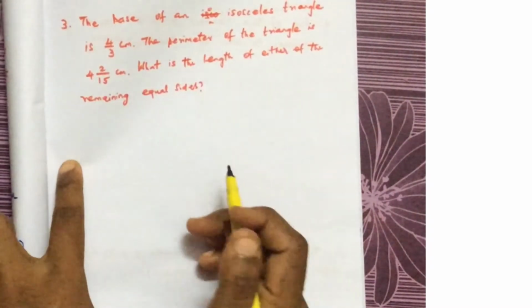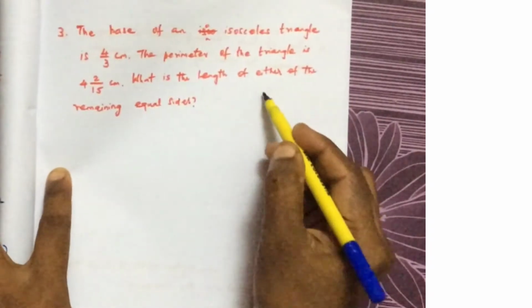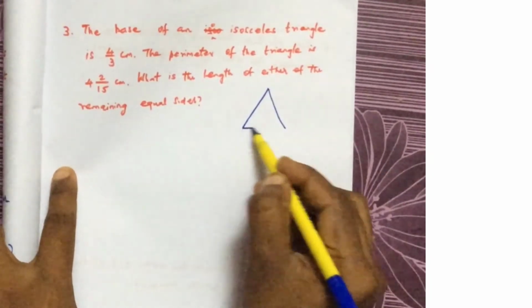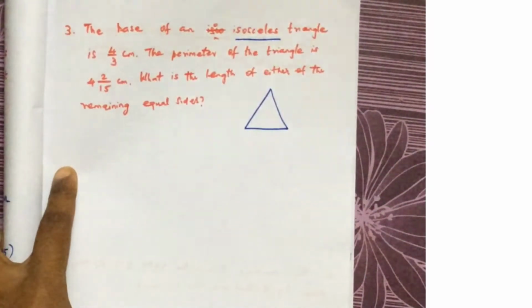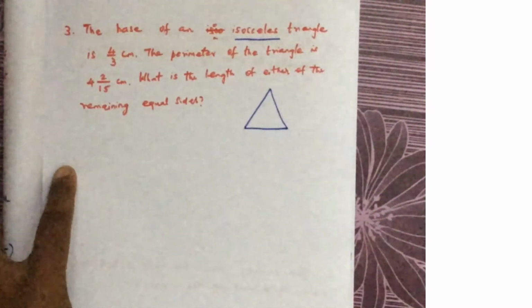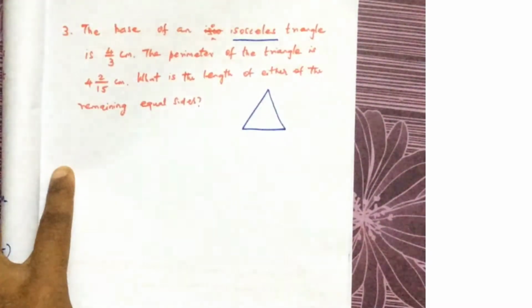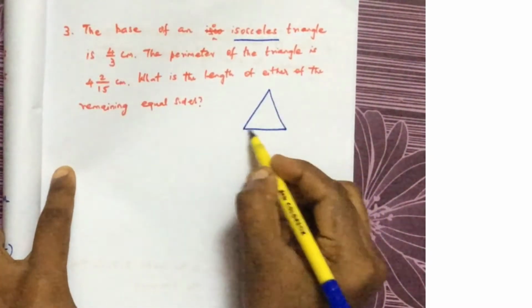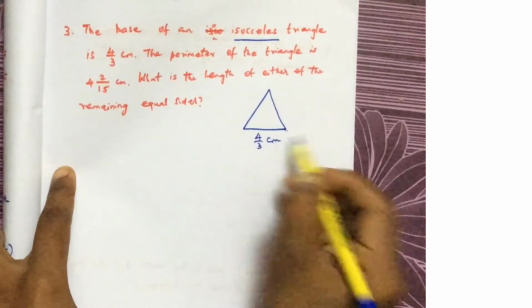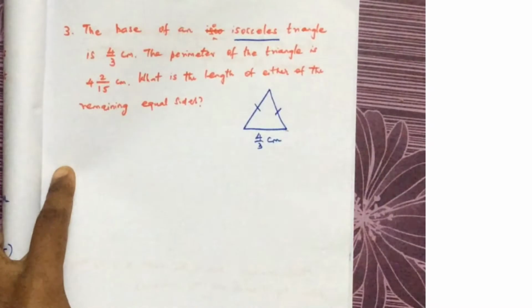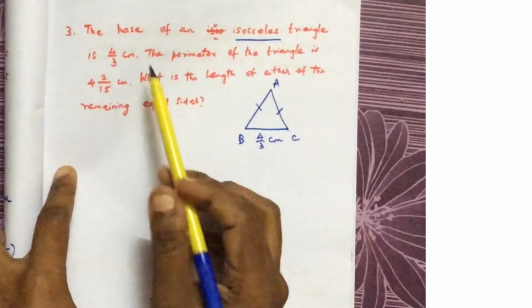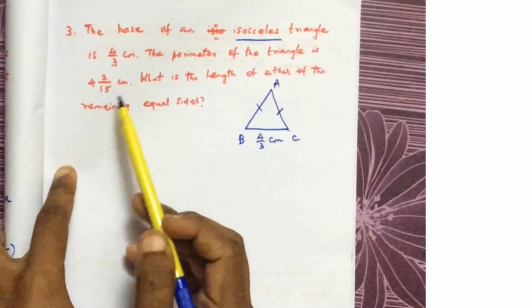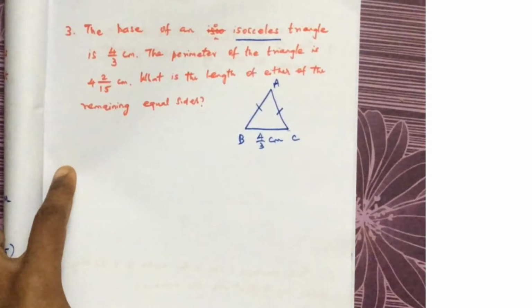So a triangle has 3 sides. Let me draw some triangle like this. The triangle has 3 sides. Here they have mentioned it as isosceles triangle. What is isosceles triangle? Having 2 sides equal. The base is 4 by 3 centimeter. So this is the base, this is 4 by 3 centimeter, and these 2 sides are equal. Let me take A, B and C. The perimeter of the triangle is 4 2 by 15 centimeter. What is the length of either of the remaining equal sides?